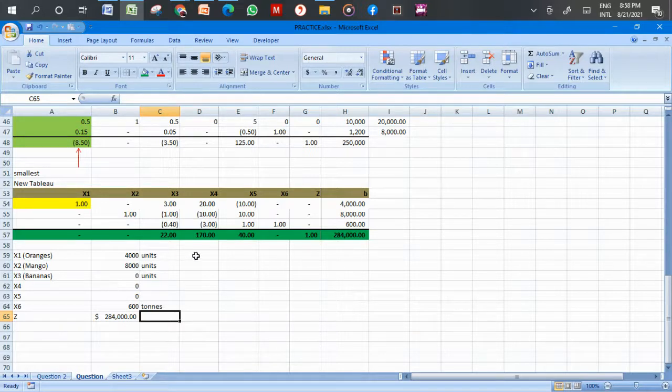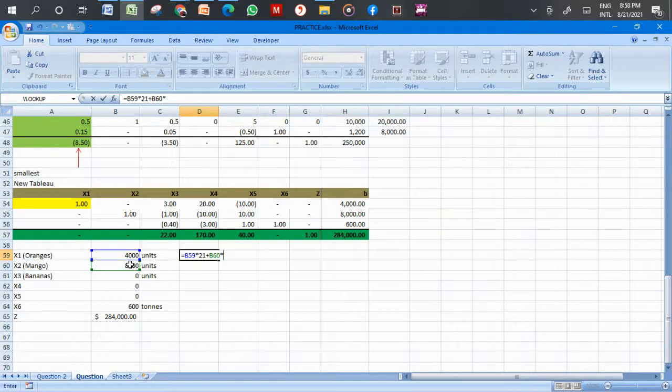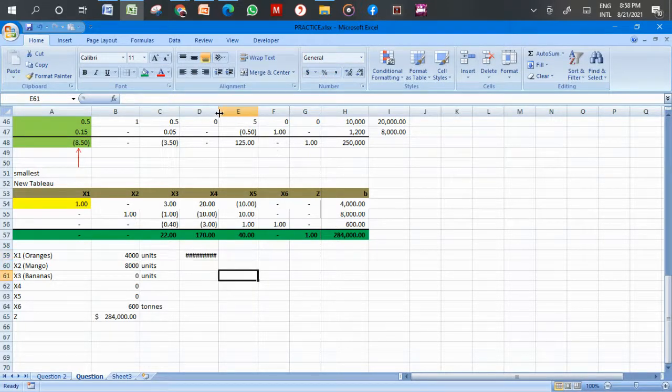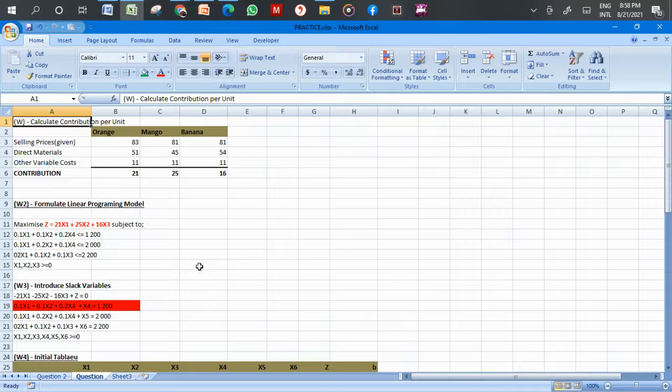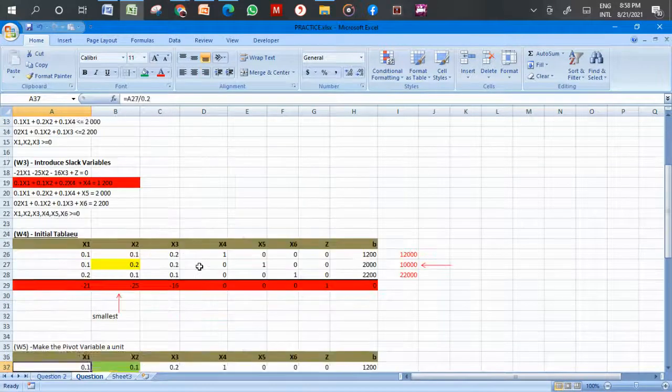If you just want to check, we say 4,000 multiplied by the quantity that we get, which was 21 for oranges, plus 8,000 multiplied by the quantity that we get, which was 25, plus 0 multiplied by the quantity that we get, which was 16, you get your 284,000. That is the maximum quantity that we can ever get. So this is the interpretation. Okay, that is it, ladies and gentlemen. That's how you get your 25 marks on that question.